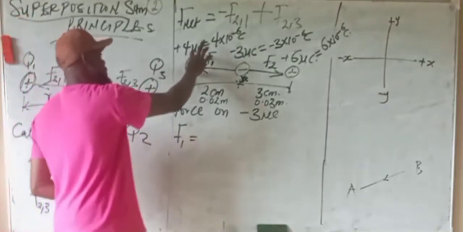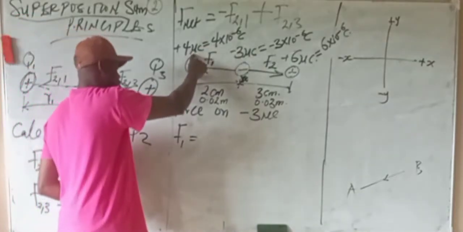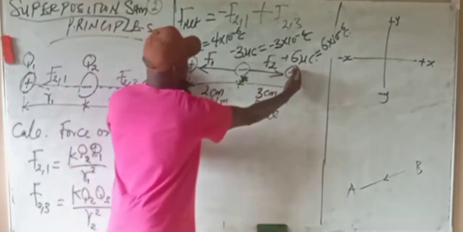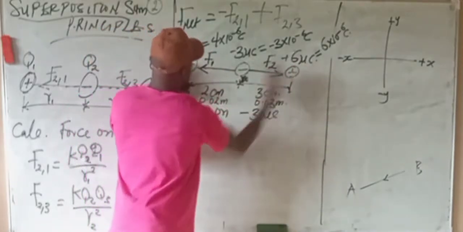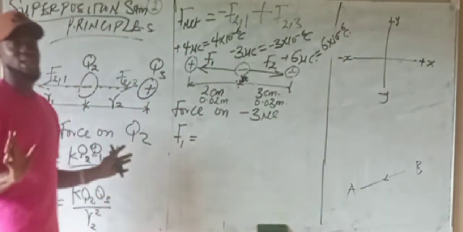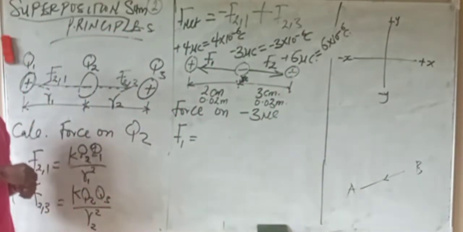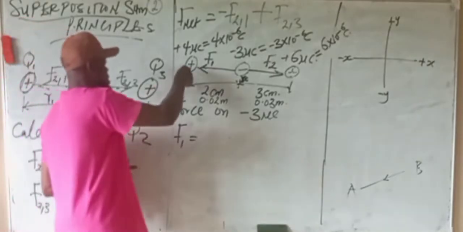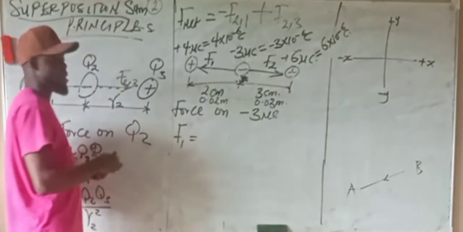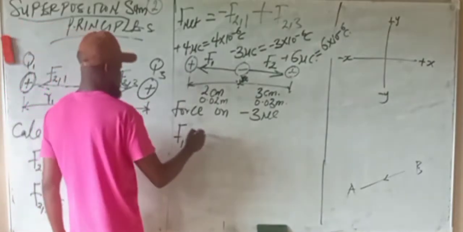And as I said, what is the force on this one now? Calculate between this and this, and between this and this. Now, what is the distance between these two? This one plus this one, from here to here. So that's how it is. Use the right distance. For this one, I'm just calculating this and this, because I'm looking at the first one, minus 3 microcoulomb.